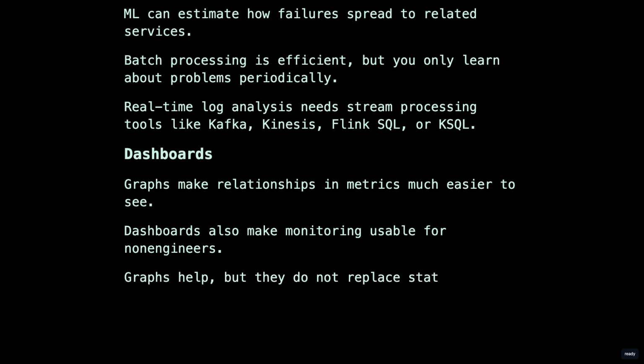A graph can make variation visible without making it understandable. If the underlying question is distribution shift or model degradation, you still need statistical reasoning to tell whether the change matters.